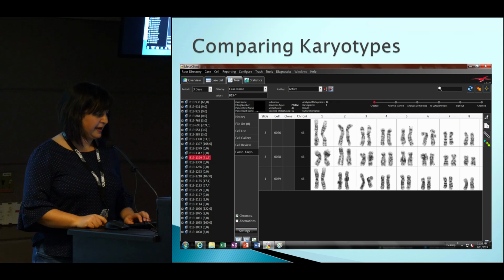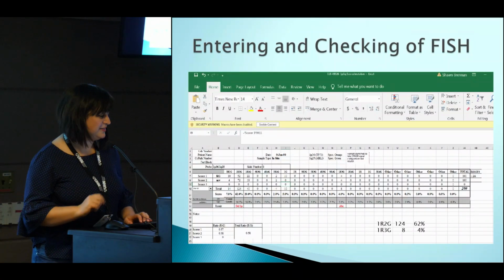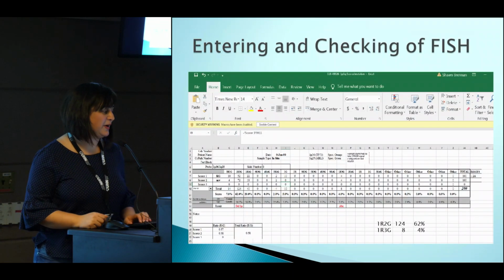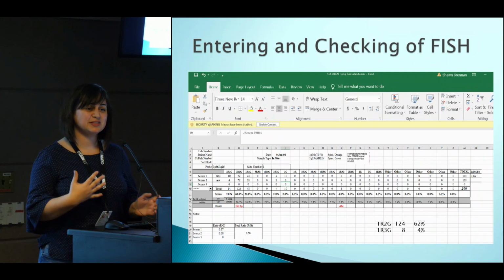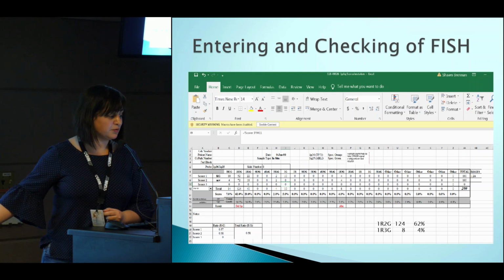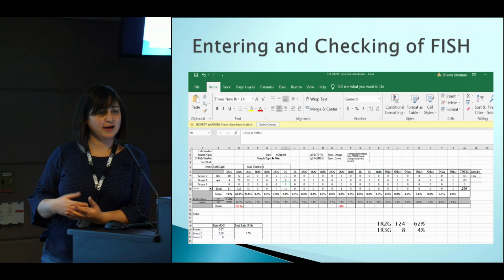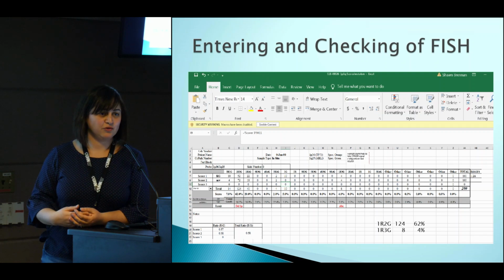So that's the part for karyotyping. And also, I skipped, okay, entering and checking for FISH was the same thing. We would actually print the score sheet. So the scoring would be completed, and the score sheet would be printed out and used to enter the case into COPATH. So why do that?